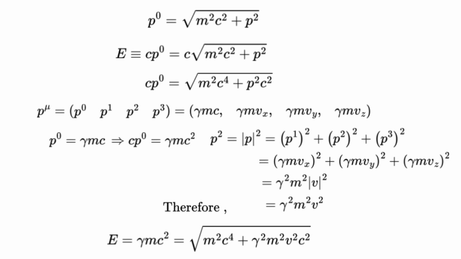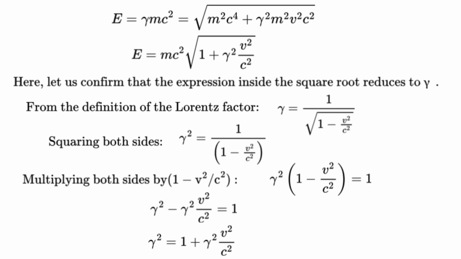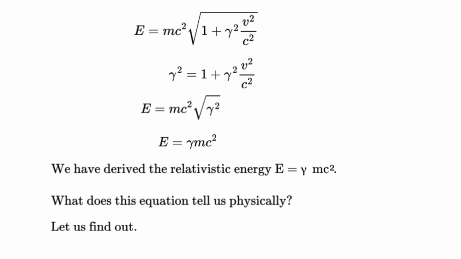The intermediate calculation steps for deriving the relativistic energy are displayed here. Please pause and proceed at your own pace. Here, let us confirm that the expression inside the square root reduces to gamma. We have derived the relativistic energy E equals gamma mc². What does this equation tell us physically? Let us find out.